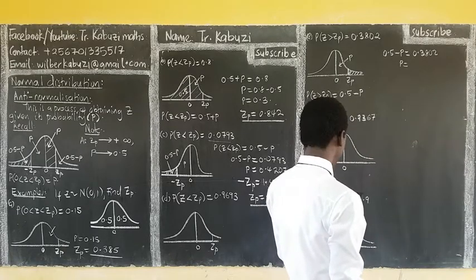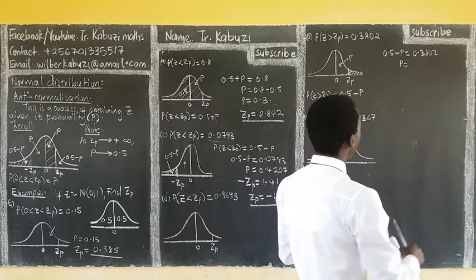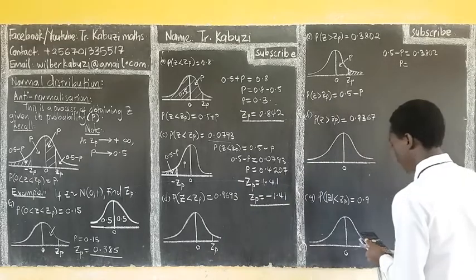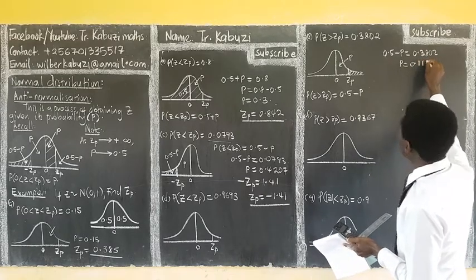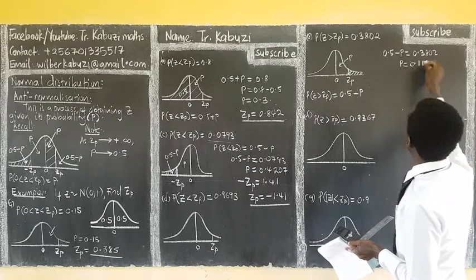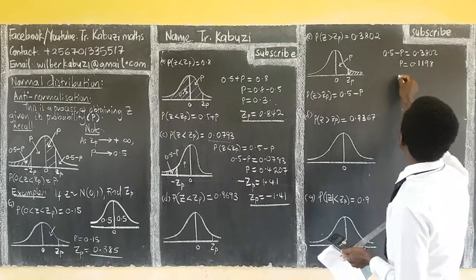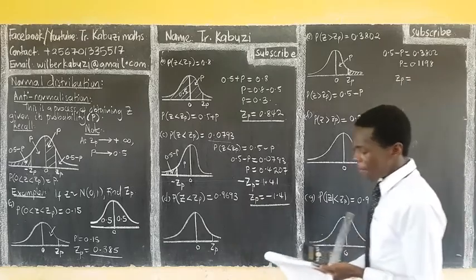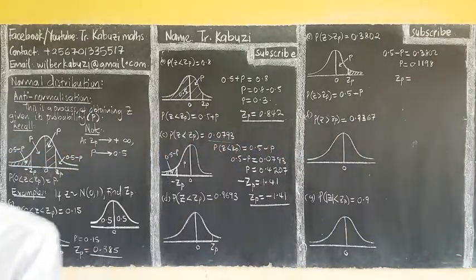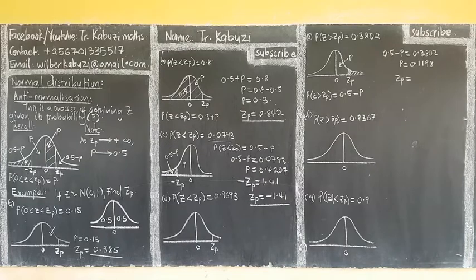0.5 minus 0.3802. The answer I'm getting there is 0.1198. Now I'm looking for this P. So now my ZP here, we are going to be a little bit careful here. You come into the table. You come into our table.